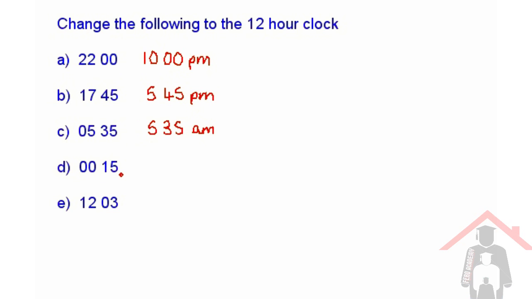For this one, remember that the 24-hour clock starts at midnight, so this is 00:15. We write this as 12:15 AM. This number here is not bigger than 12, it is 12, so we don't take 12 off it. So this is 12:03 PM.